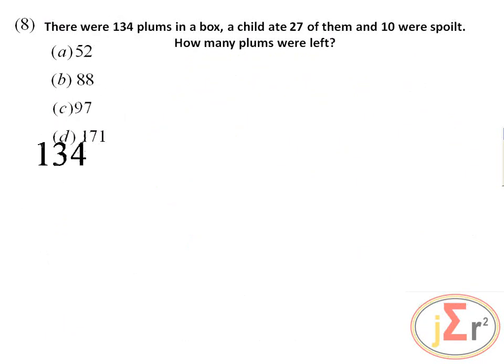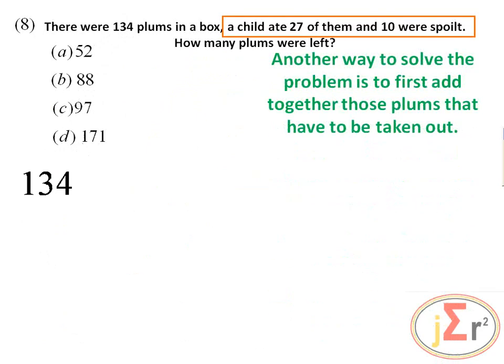We will take another approach to the solution of this problem. Another way to solve the problem is to first add together those plums that have been taken away. So, we are taking away 27 and we are taking away 10. In all, we are taking away the sum of 10 and 27. So, what we do is add those two together and we will have the total number of plums that we are taking away.